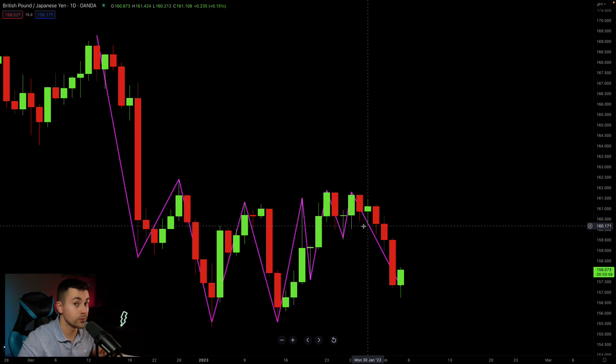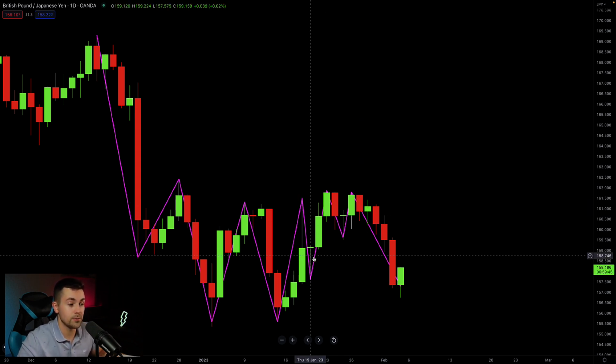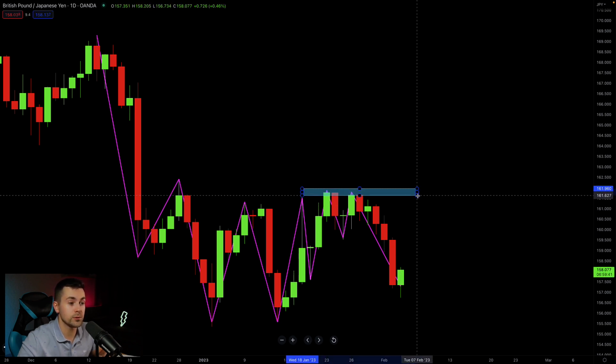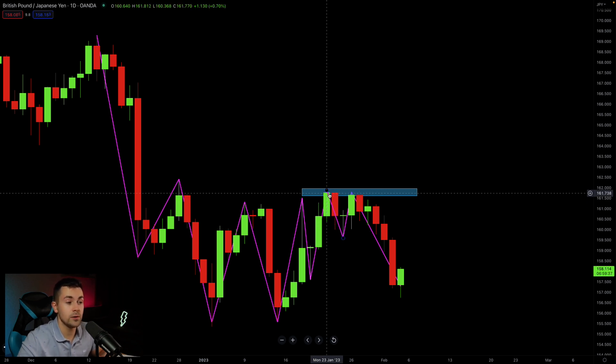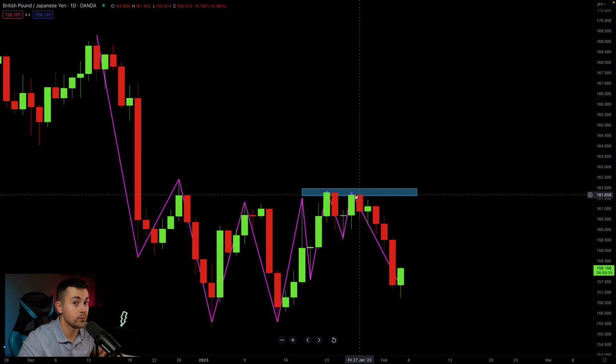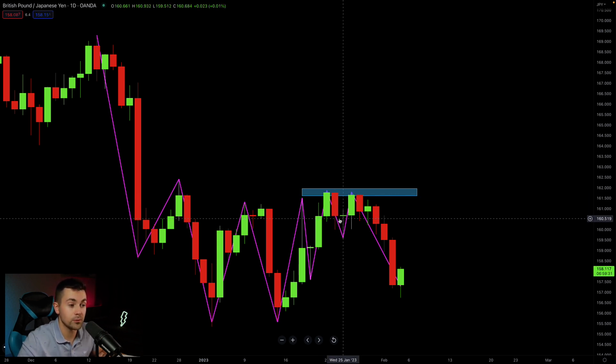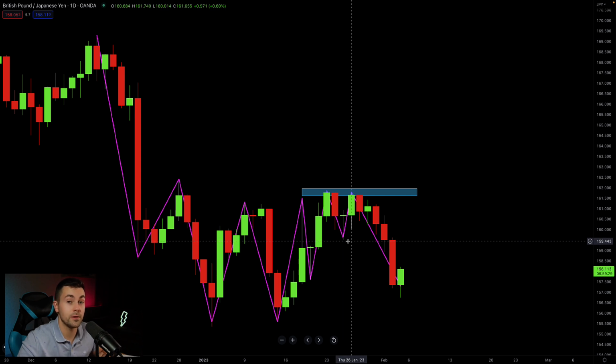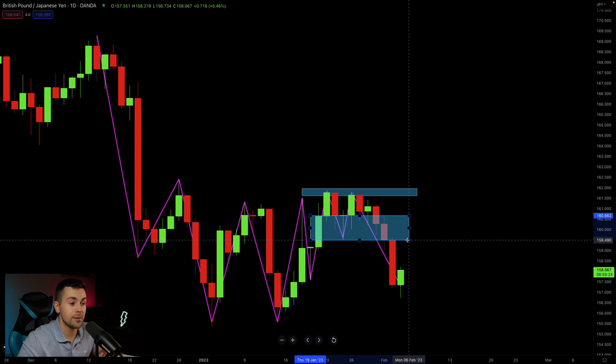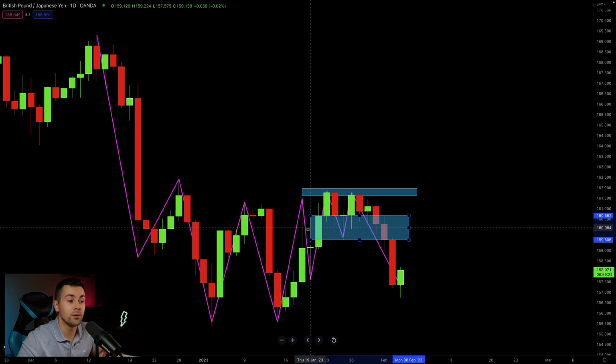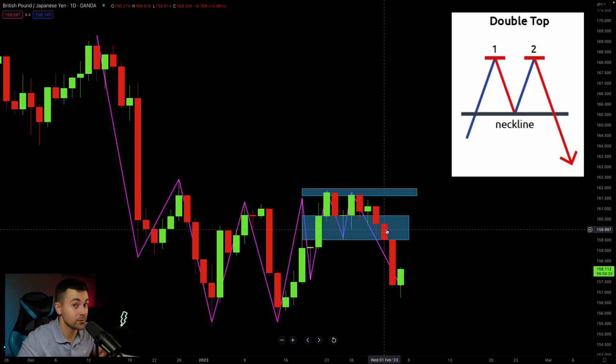Analyzing the price action right here and zooming in on the chart, we can see that the price formed a very peculiar formation. You can see that the price was growing, and over here, the price was testing that resistance multiple times. Here, the price formed 2 equal highs, and at the same time, the price formed a higher low. That is the classic example of a double top pattern, a classic reversal pattern.